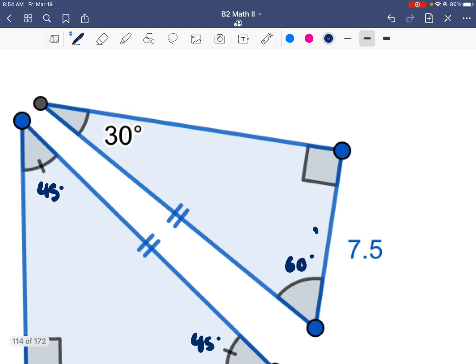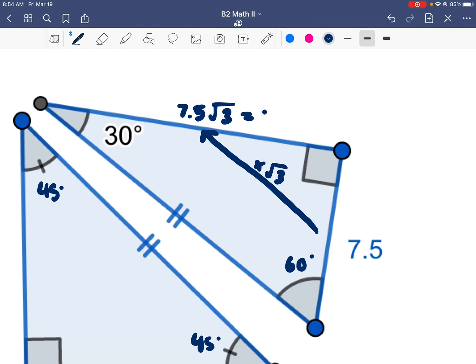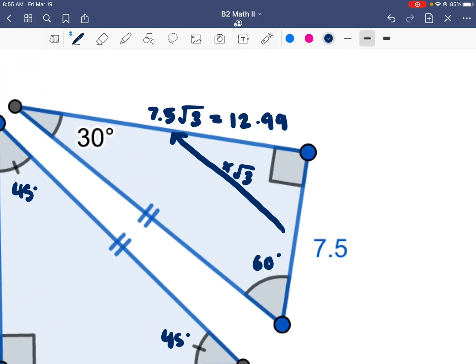On this one, we have the shortest side, which is the best one for us, because that one is the one where you multiply by root 3 to get the longest side. The other leg times root 3. So 7.5 times root 3 is equal to, I'm checking, 7.5 times the square root of 3, which is 12.99, so super close to 13.